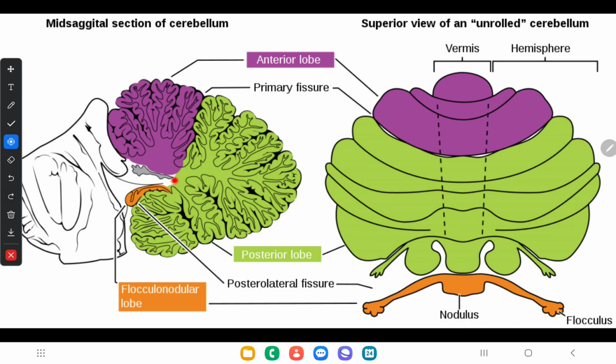Then the posterior lobe, here you can see the green colored part is the posterior lobe. You can see it is the largest part of the cerebellum. Then the flocculonodular lobe is posterior to the posterolateral fissure.